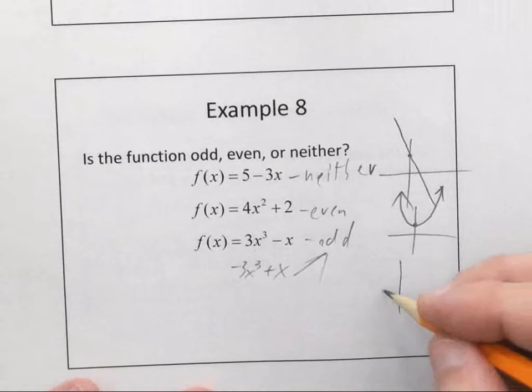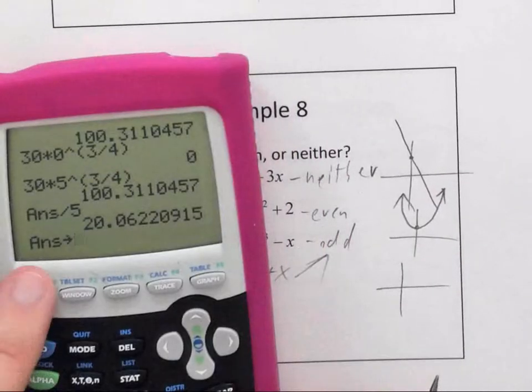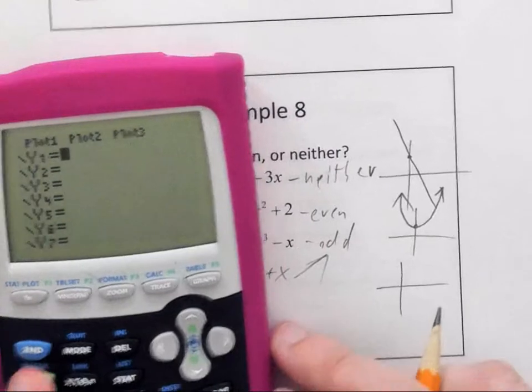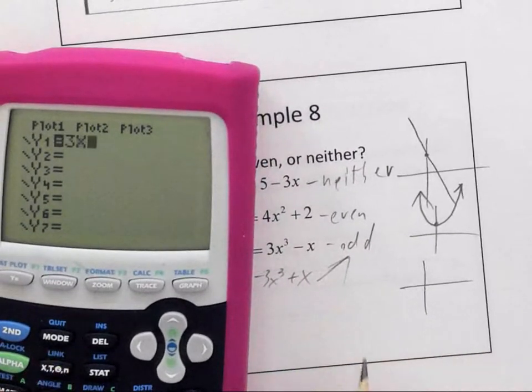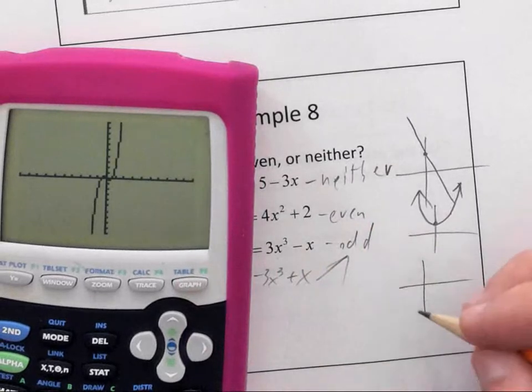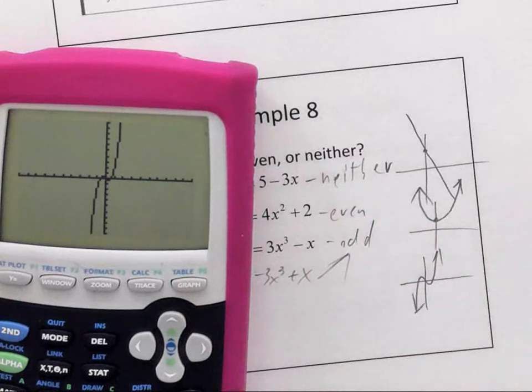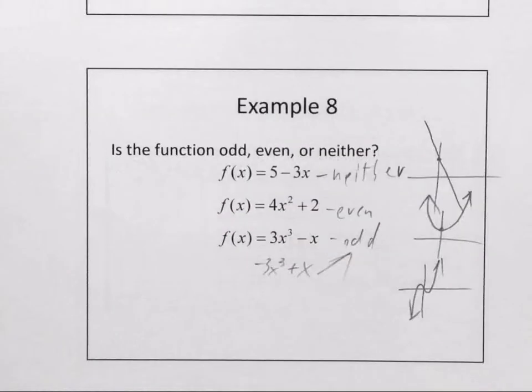If I were to graph this one, I'm not doing it in my head just by glancing at it, but if we plug it in, it is 3x cubed minus x. And you should see that it goes through the origin, comes up above and below a little bit. But you can see that it has that rotational symmetry about the origin. And that's all you got for section 5.